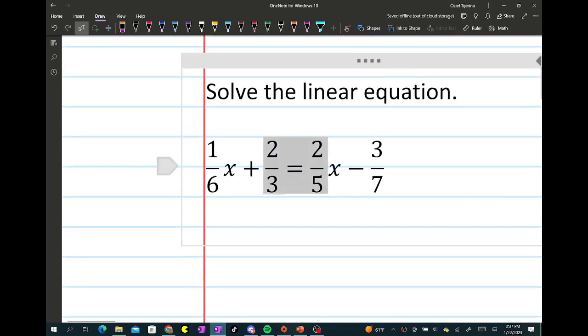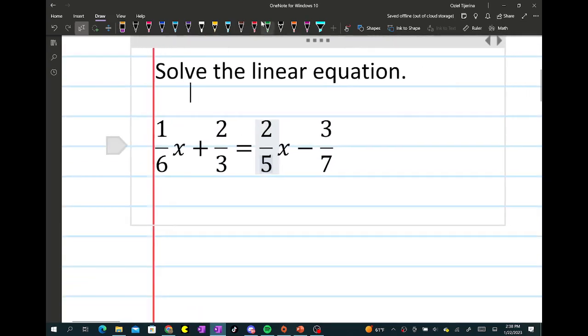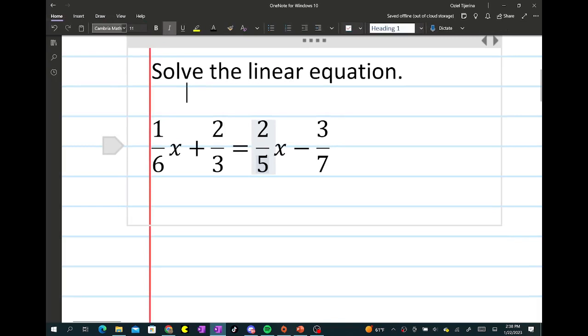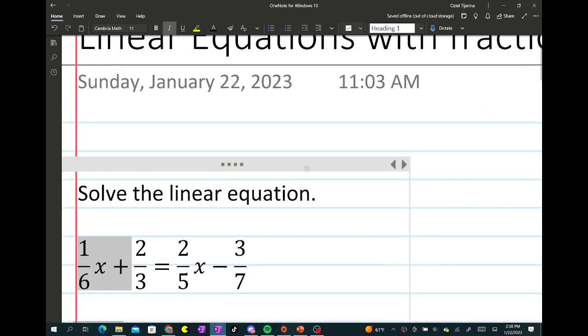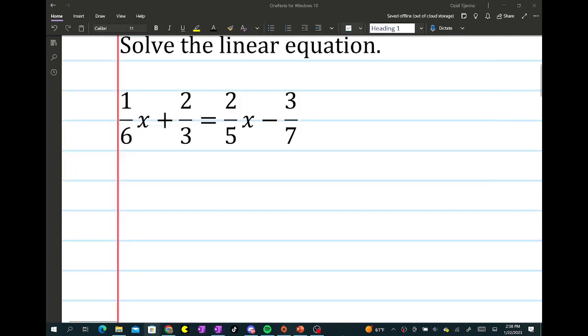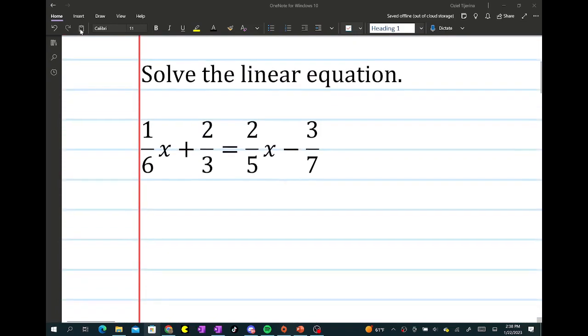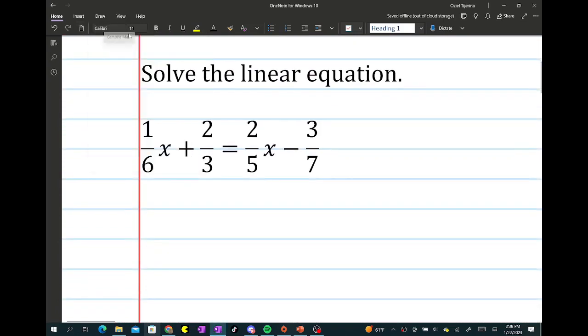Now, let me make sure that this part, hold on. Well, I was gonna make it this way, but I guess not. It doesn't want to let me. Give me 1 second. Okay, so there we go. Because I like using the Cambria Math font.